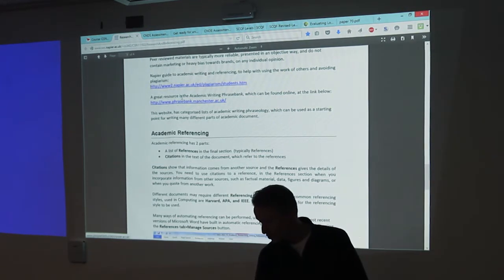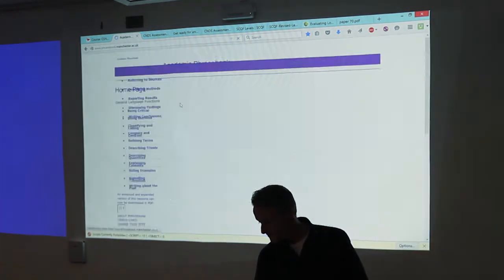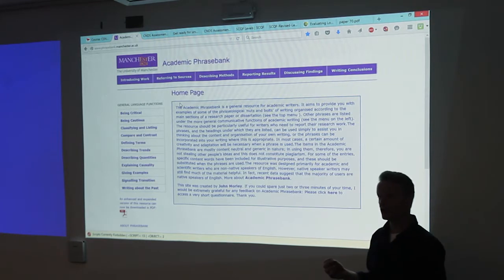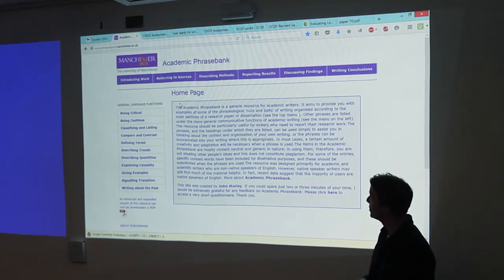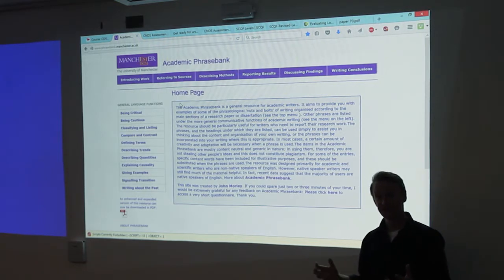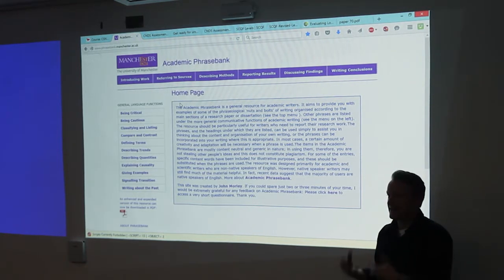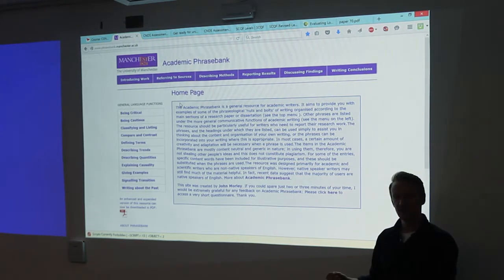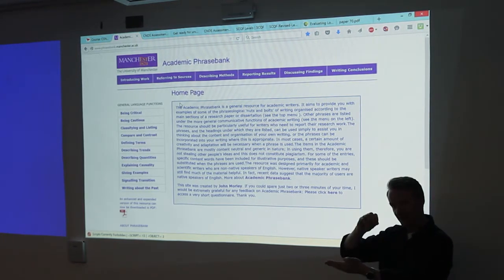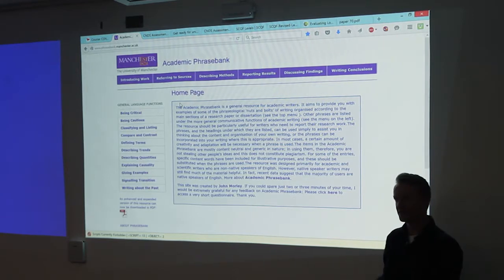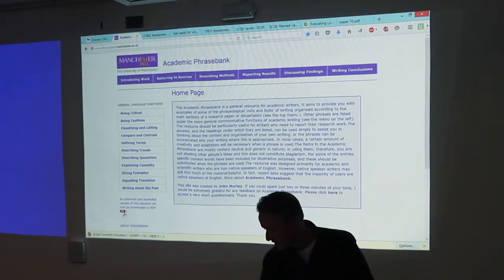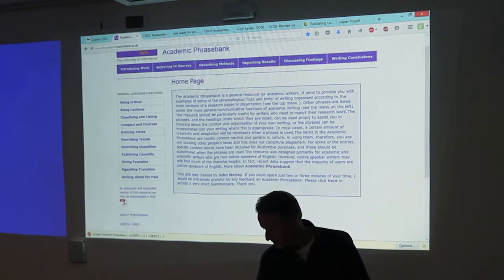This is a good one, which I always give to all my dissertation students, so honours or masters. This is excellent. It starts off with academic phraseology, so how to word academic documents, how to use references, how to not boringly use references the same way every time. So it gives you all sorts of things about how to write critically.